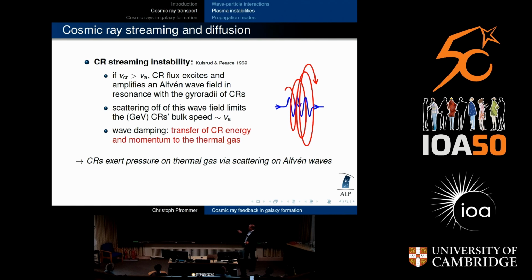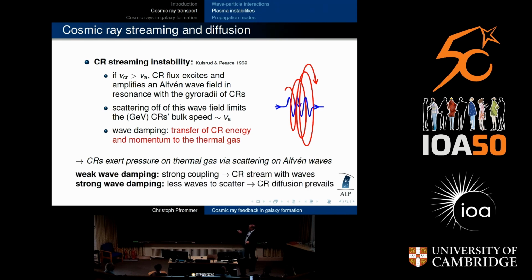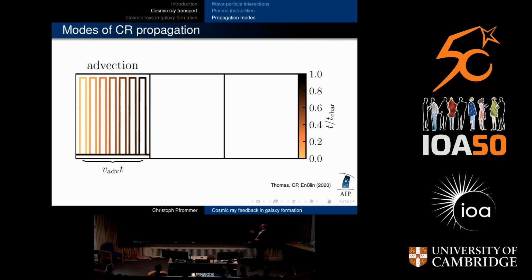Now, the cosmic rays exert a pressure not by scattering on individual particles, but by interacting with electromagnetic waves. And if you have a weak wave damping, you have a strong coupling because there is a high level of Alfvén waves available to scatter cosmic rays. So the result is that cosmic rays stream with the waves. If there's a strong wave damping, there are fewer waves to scatter cosmic rays, and cosmic ray diffusion prevails. So you now have three processes.